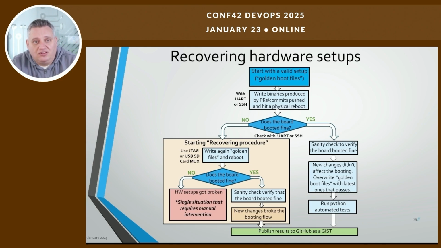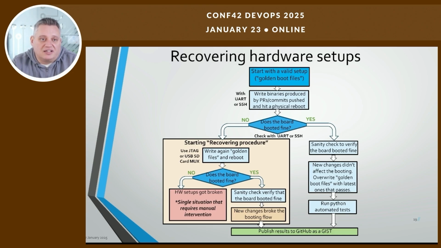As part of this process, we maintain a set of golden files, a reliable baseline of boot files that are overwritten with the latest set of files that passes successfully. They serve as a fallback option, allowing us to set the hardware systems back up and running, and of course, to be prepared for the next set of files to be tested.